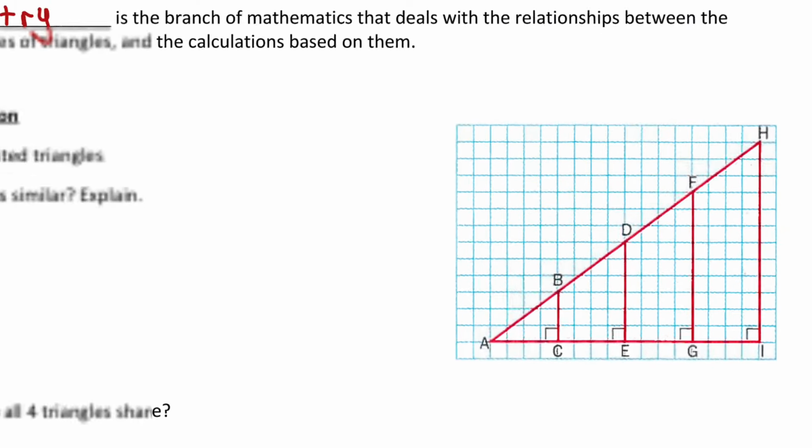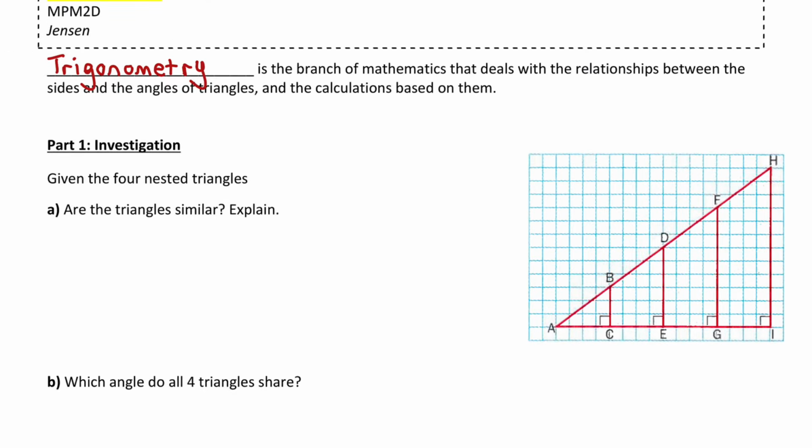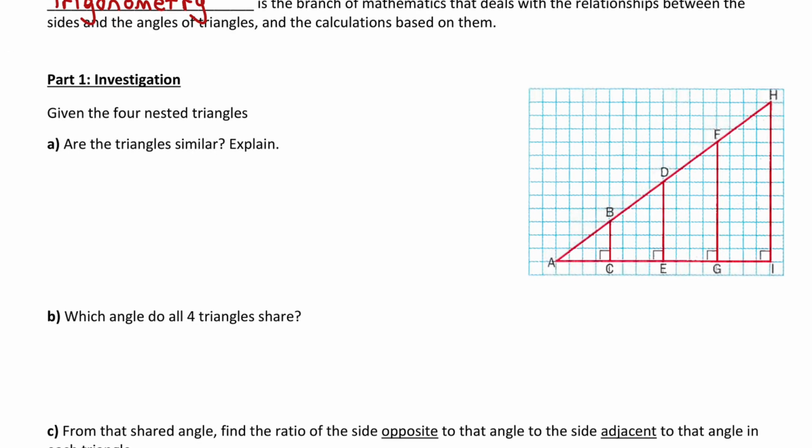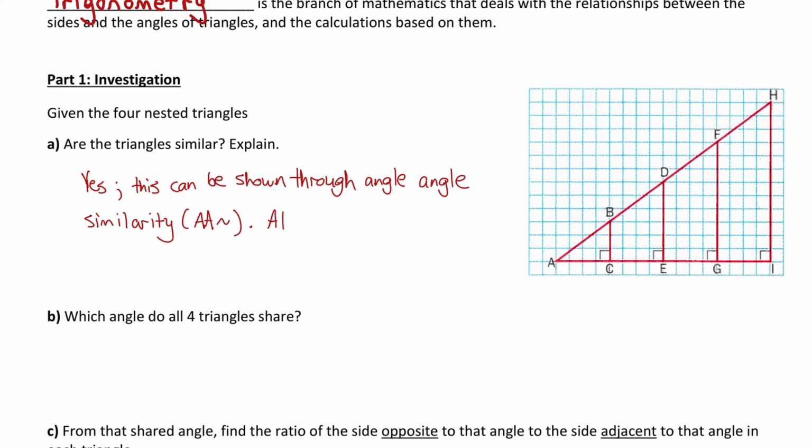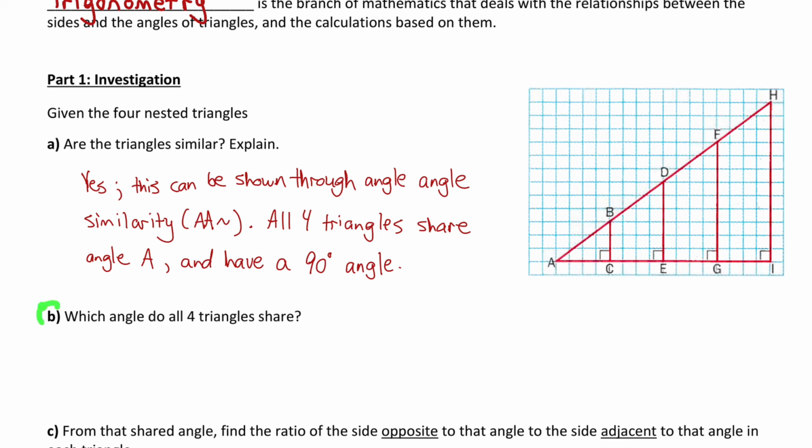So we can summarize this by stating how we know that these 4 triangles are in fact similar. To answer part A, which asks if the triangles are similar, I'll say yes. This can be shown through angle-angle similarity. All 4 triangles share angle A, and they all have a 90-degree angle. Part B of this question asks, which angle do all 4 triangles share? I already mentioned in part A that they all share angle A.